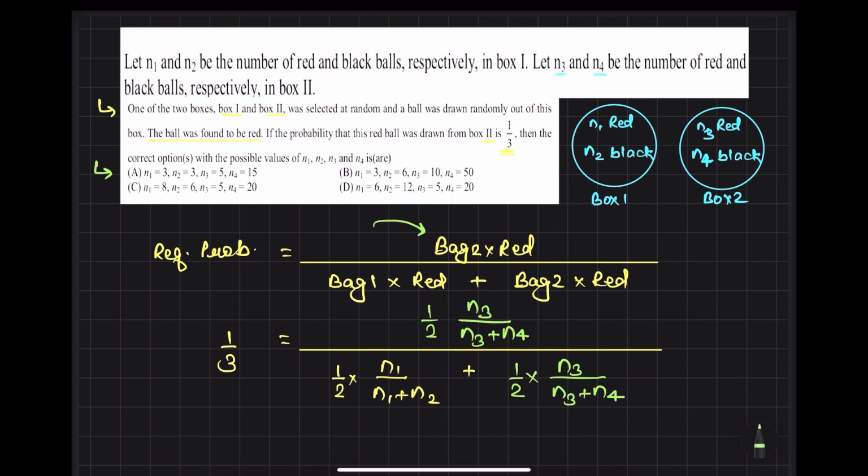Now what you have to do is choose the options. You will use n1, n2, n3, n4 from option A, and if this equation is satisfied, the answer is A, or B or C or D. That you have to do. Okay, after this it's just hit and trial. I hope this question is clear.